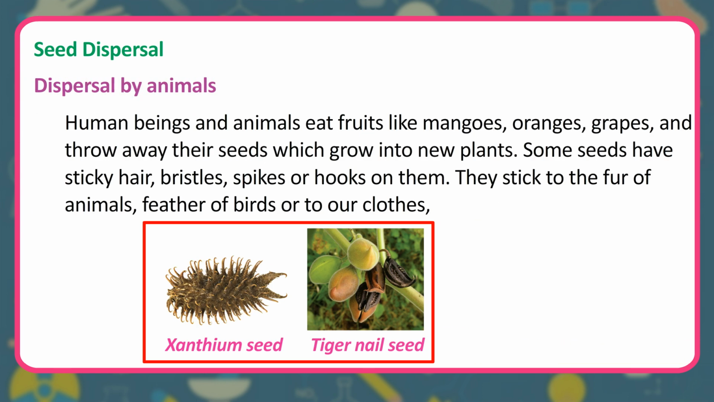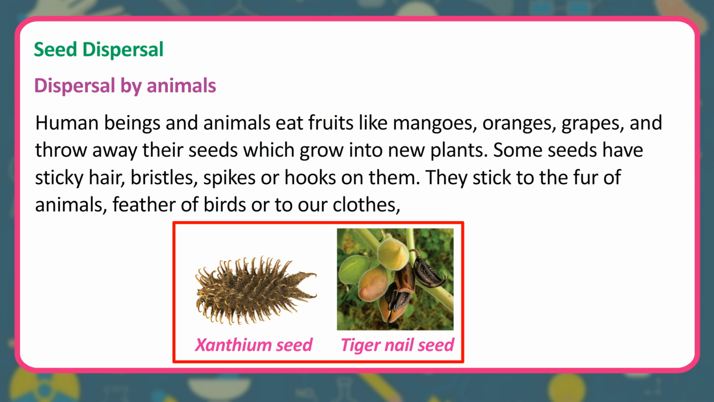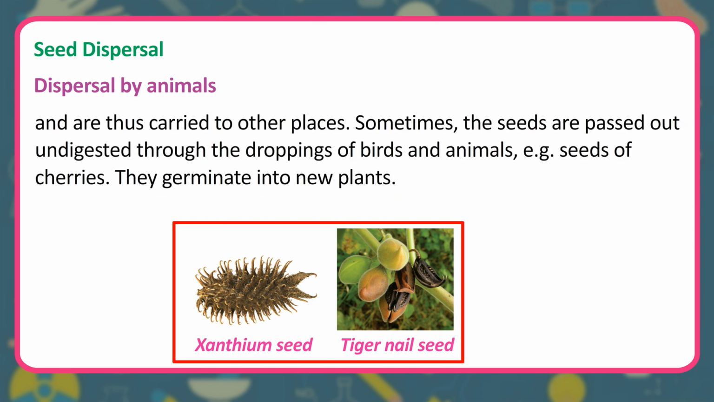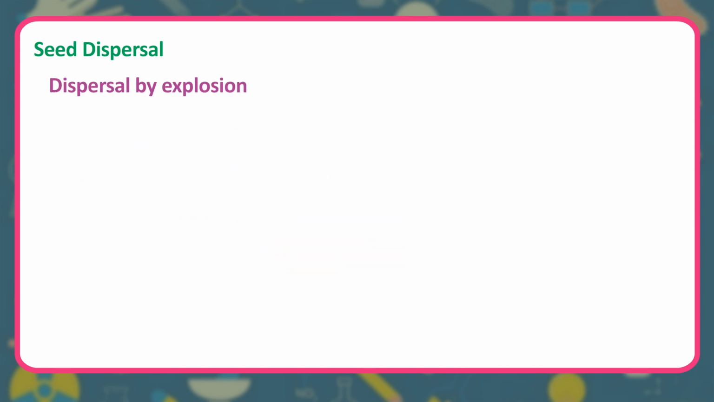Dispersal by animals. Human beings and animals eat fruits like mangoes, oranges, grapes, and throw away their seeds, which grow into new plants. Some seeds have sticky hair, bristles, spikes or hooks on them. They stick to the fur of animals, feather of birds, or to our clothes, and are carried to other places. Sometimes, the seeds are passed out undigested through the droppings of birds and animals, e.g. seeds of cherries. They germinate into new plants.